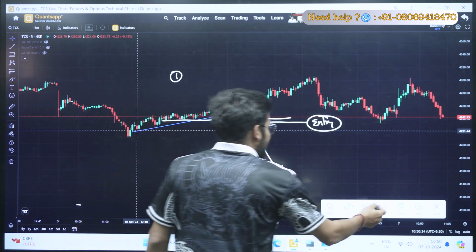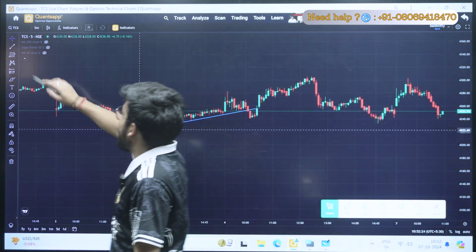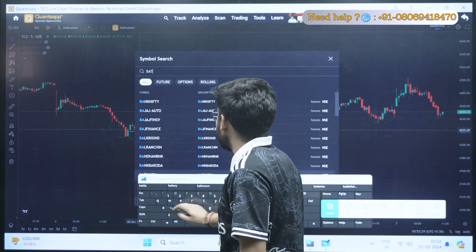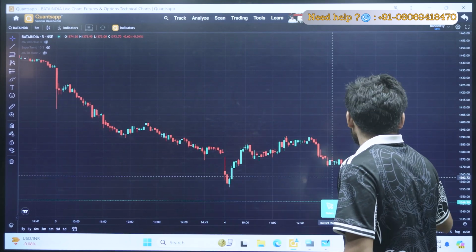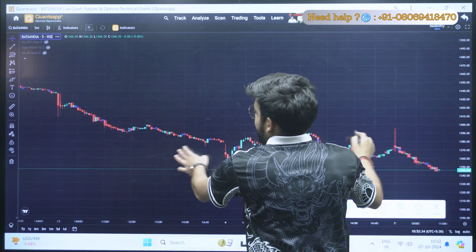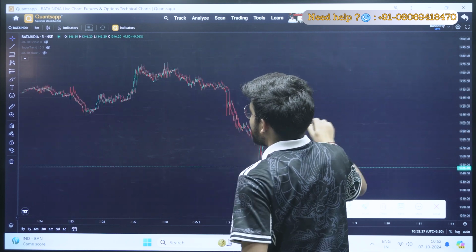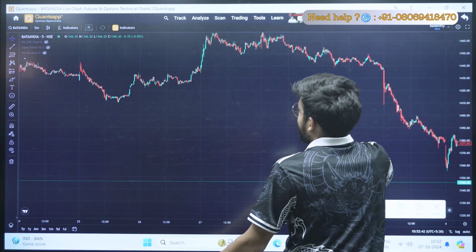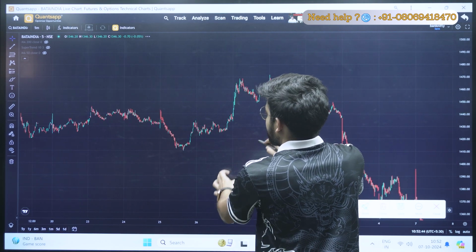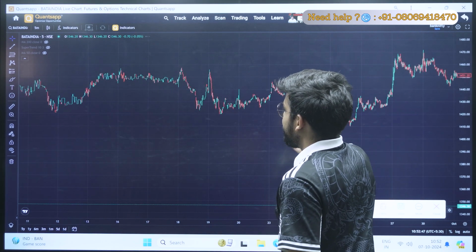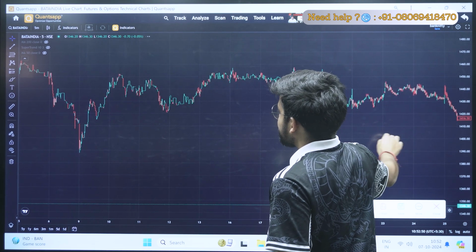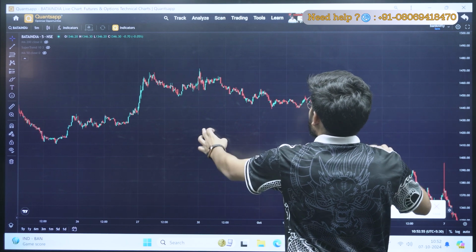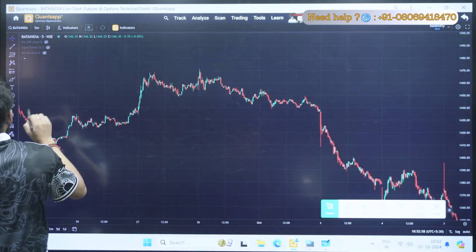Let's see some other example. Let's pick another stock. So now I am opening the chart of some other stock. Let's say Bata India. Okay, so in Bata India let me see if there is a trend line. Okay, so I can see a trend line here. Just a second. Let me see where my trend line is. Okay, I can see there is a trend line. Let me draw it for you.